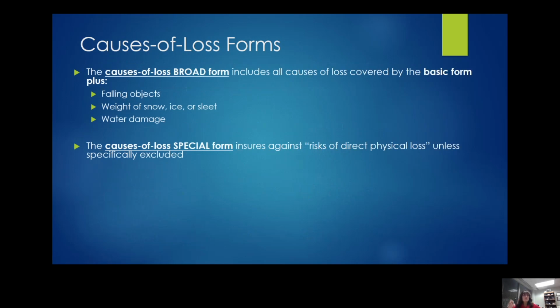And the last one is a special form. If you guys recall, that's an all-risk policy, meaning that everything is covered except what is excluded. We call that a special form. It's not called an all-risk. It can be called that, but the terminology that's used in the industry is special form. So remember, we have basic, 11 coverages, broad adds 3 more in addition to the basic, and then you have special, which means it covers everything unless it's excluded.